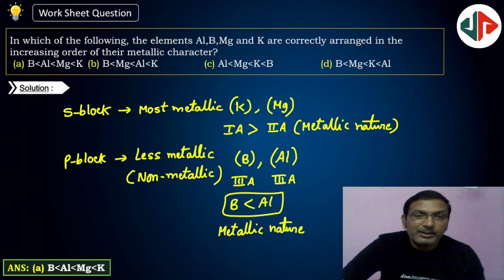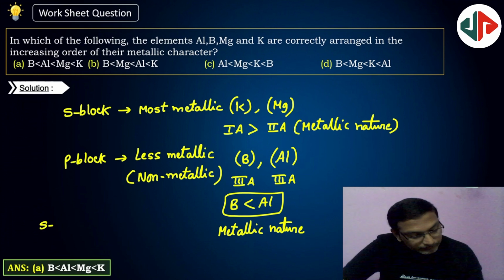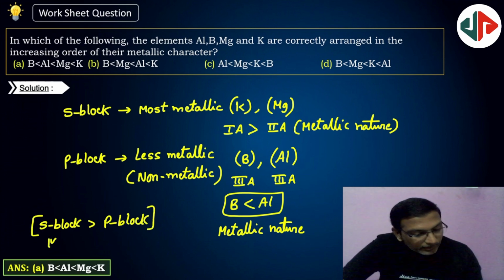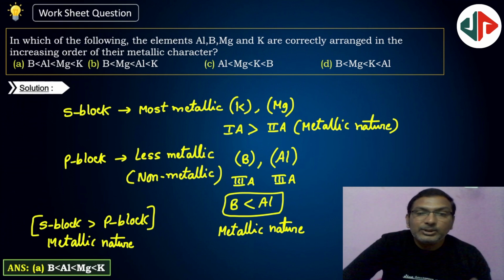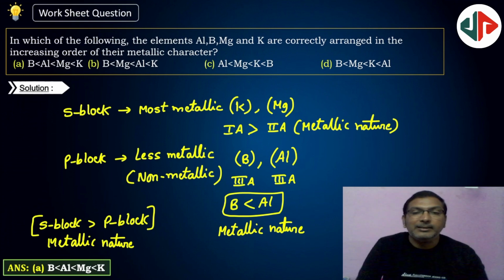Next, between S block and P block, S block is more metallic when compared to P block. Now compare the elements. First take S block elements, potassium and magnesium. Between magnesium and potassium, potassium is more metallic. Next, P block elements, boron and aluminium. When compared to boron, aluminium is more metallic. Therefore, option A.